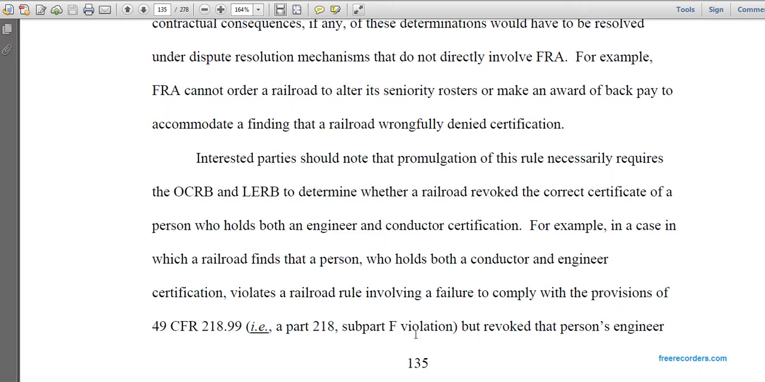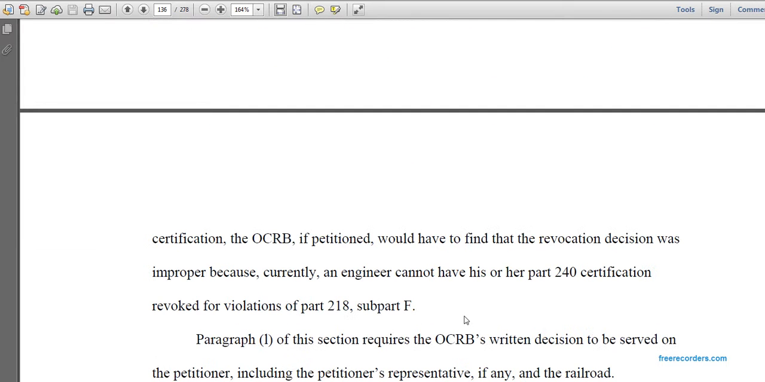Interested parties should note that the promulgation of the rule necessarily requires the Operating Crew Review Board or the Locomotive Engineering Review Board to determine whether the railroad revoked the correct certificate of a person who holds both engineer and conductor certification. For example, where the railroad finds that a person who holds both certifications violated a railroad rule involving failure to comply with the provisions of Title 49 CFR 218.199, that is, Part 218 subpart F, it might revoke the person's conductor certification. If the Operating Crew Review Board found on petition that the revocation decision was proper, it would stand because, currently, an engineer cannot have his or her Part 240 certification revoked for a violation of Part 218 subpart F.